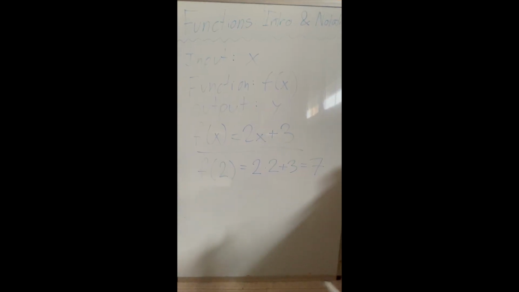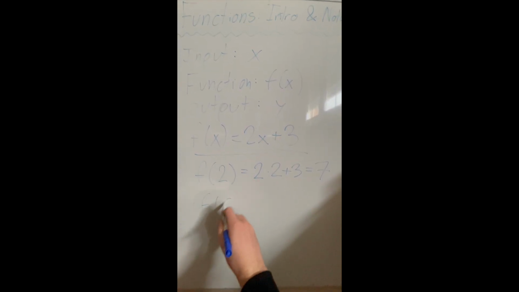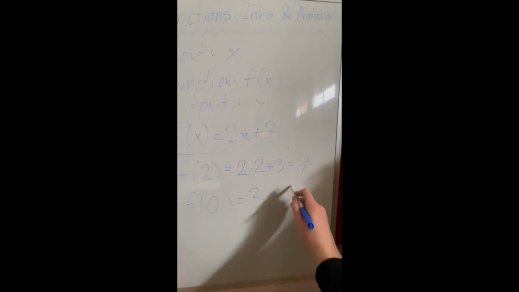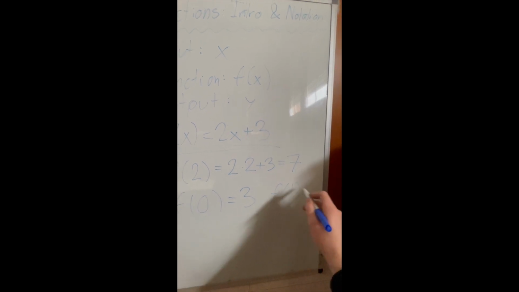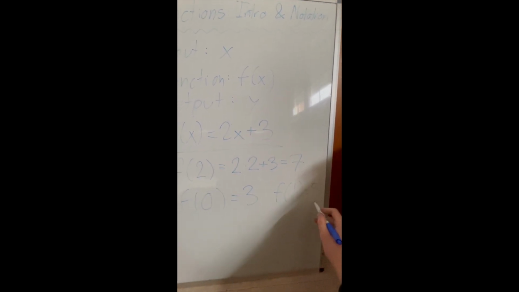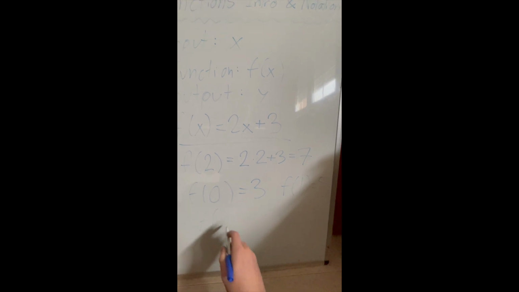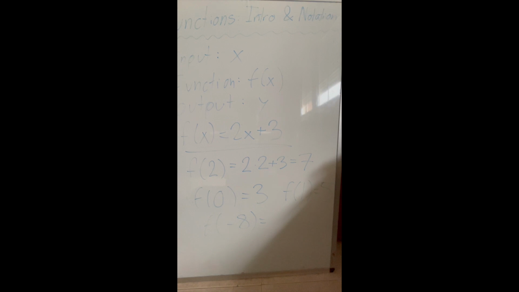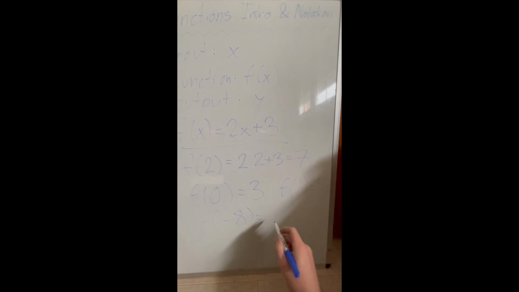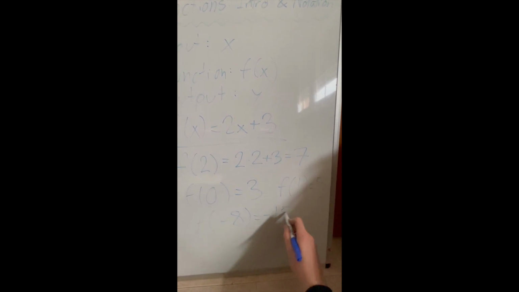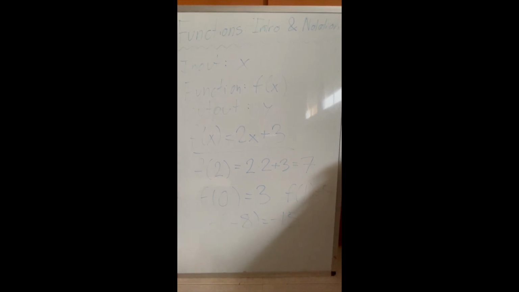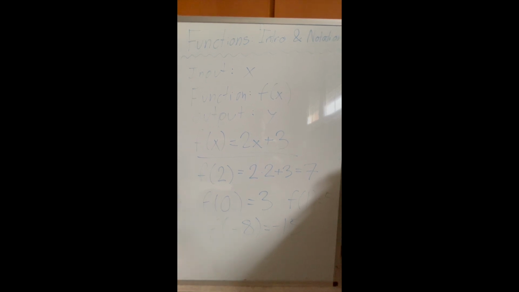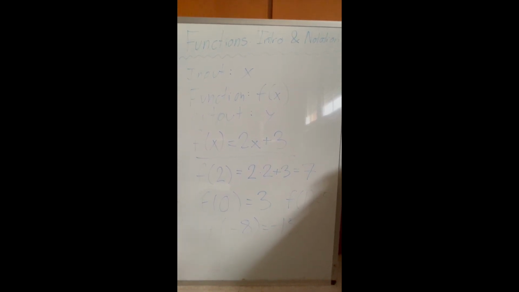Of course, it depends on the input. If we do f of 0, then this is 2 times 0, 0 plus 3, so 3. If we do f of 1, then this is 2 times 1, 2, plus 3, 5. If we do f of minus 8, then this is 2 times minus 8, minus 16, plus 3, minus 15, and so on. So depending on your input, depending on your x, you will obtain a different value for your function, for your output, your y.